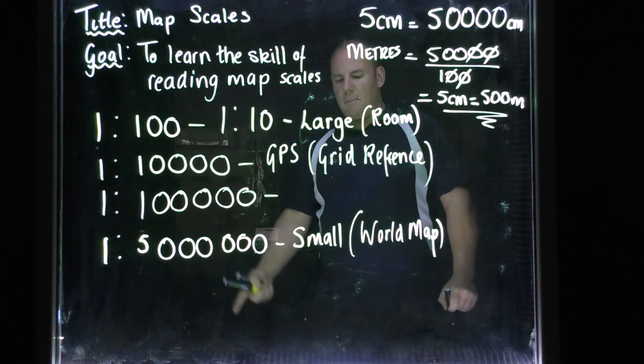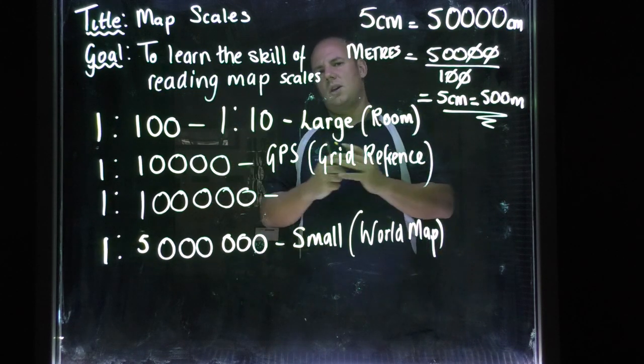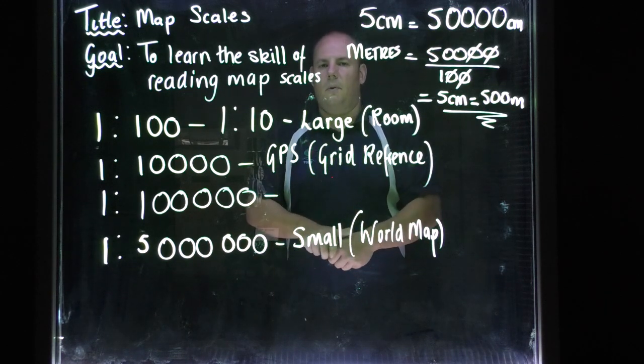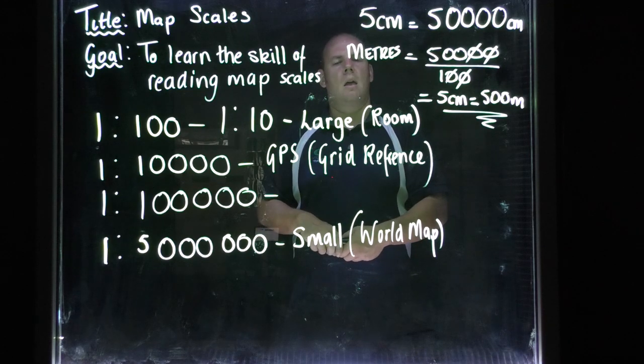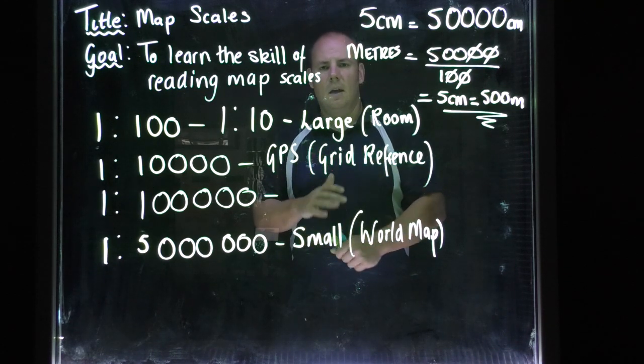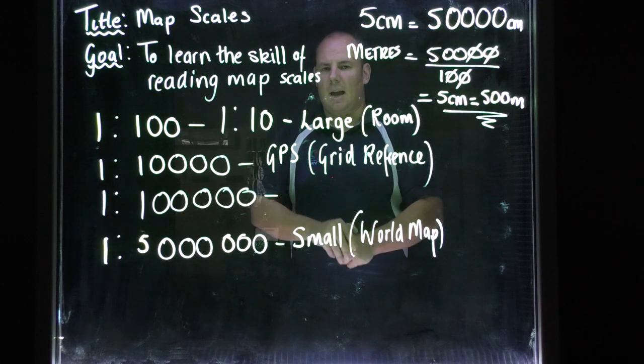So that's our meaning of our map scales, and we can use it for distance, we can then use it for gradient, we can then use it for vertical exaggeration. Okay, I hope that helps, and I hope that helps you to read maps a lot better. Okay, thanks for that.